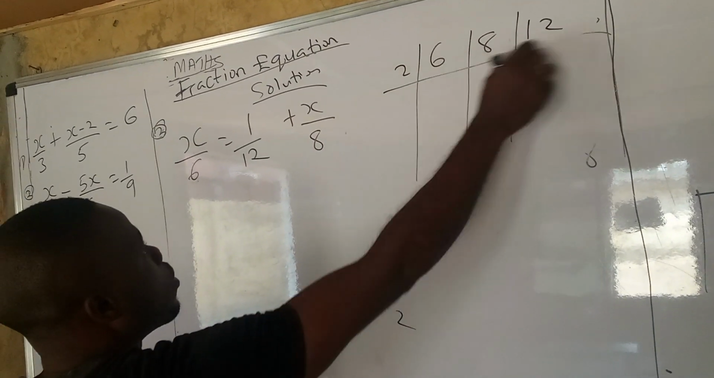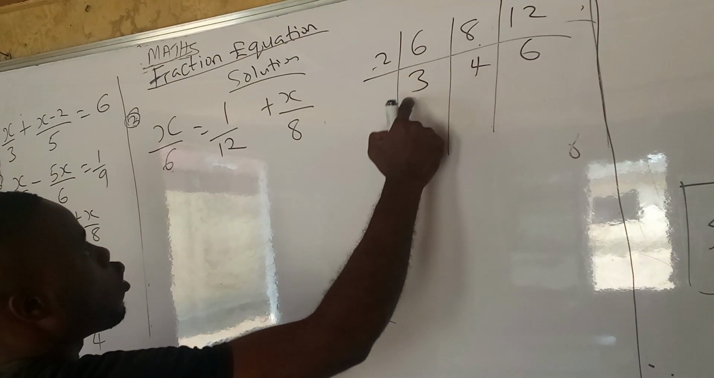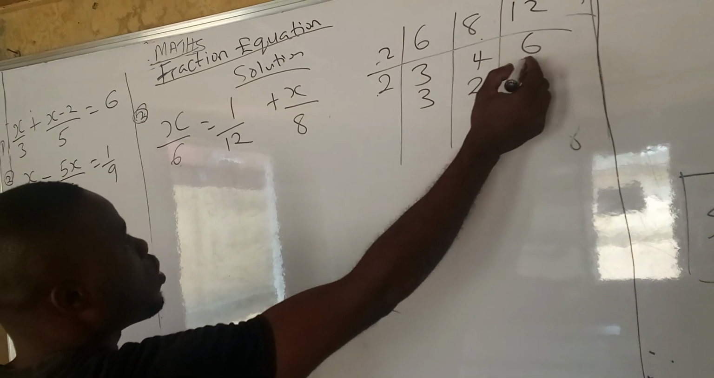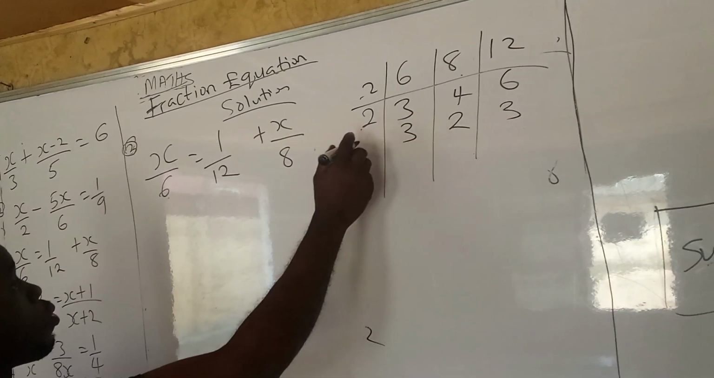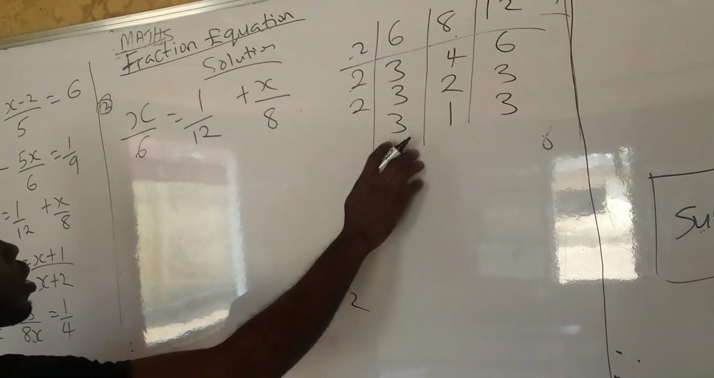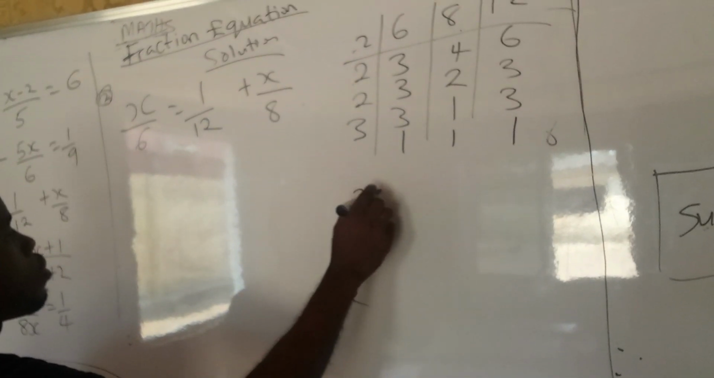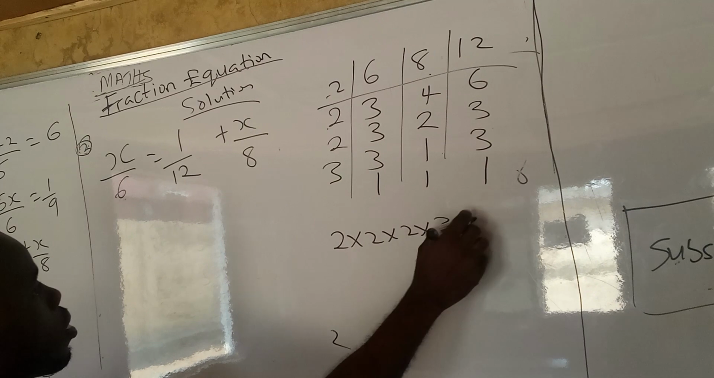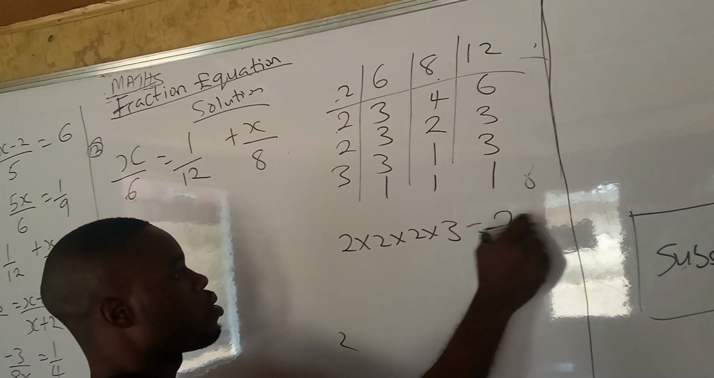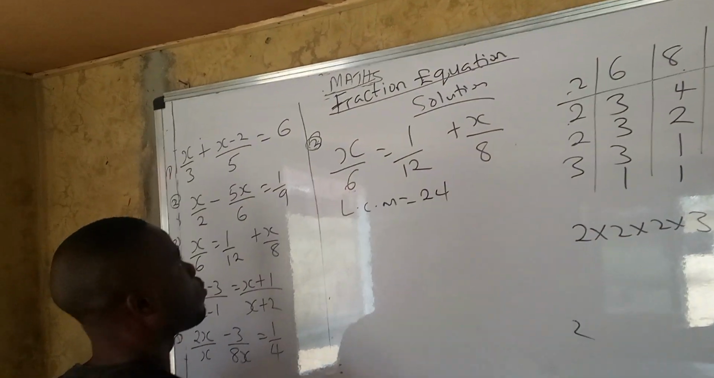So 2 can go. 2 in 6 is 3, 2 in 8 is 4, 2 in 12 is 6. 2 also can go in the lowest. 2 in 3 is not possible, but 2 in 4 is 2. 2 in 6 is 3. We can also use 2. 2 in 2 is 1. 2 in 3 is not possible. So the least number we can use on this is 3. 3 in 3, 1. So we have 2 times 2 times 2 times 3. 2 times 2 is 4. 4 times 2 is 8. And 8 times 3 is 24. So LCM equals 24.